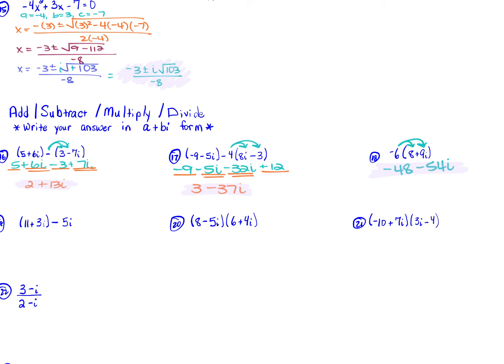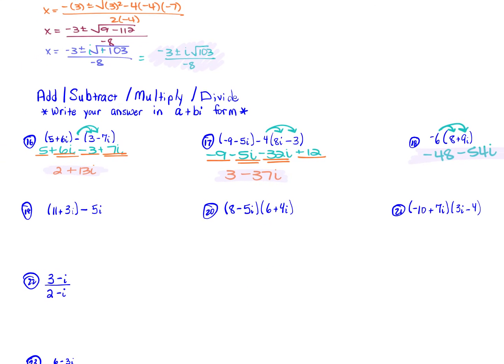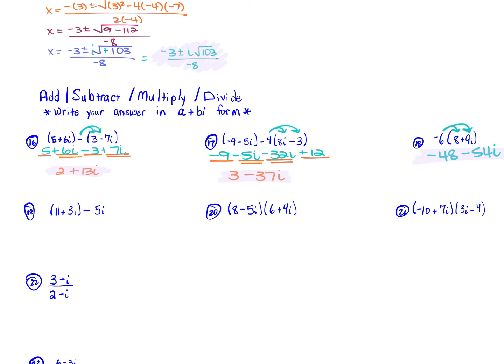For 19, we have 11 plus 3I minus 5I. For this one, you do not need to do anything with distributing a negative, so we're just going to get rid of those parentheses and combine like terms. Your like terms here are the 3I and the negative 5I, which give us 11 minus 2I.